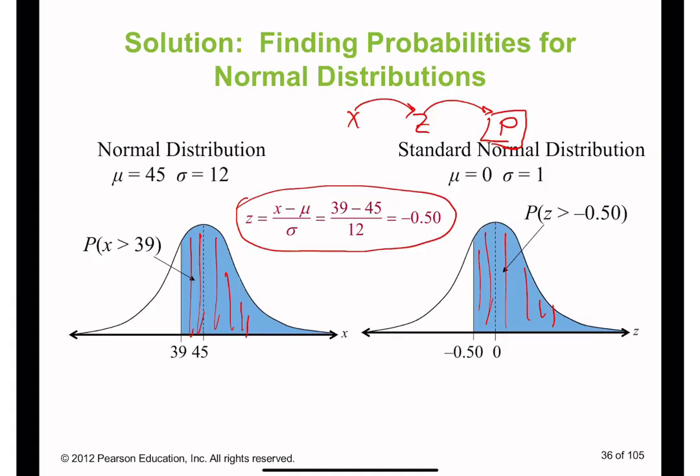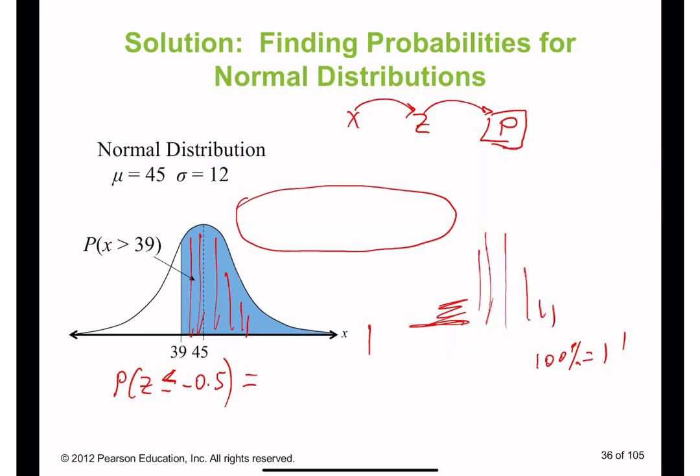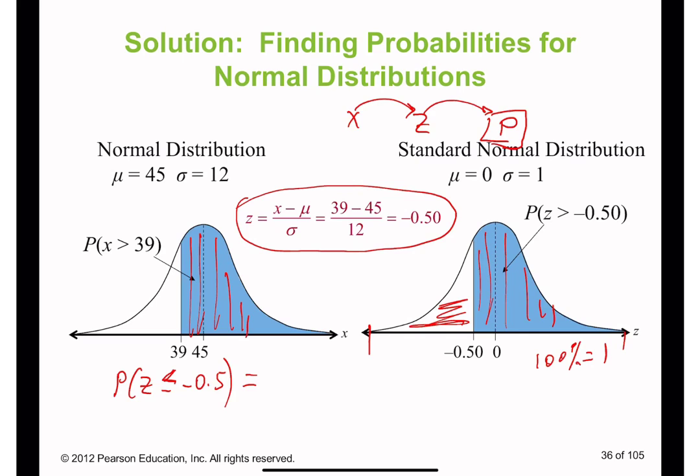How are we going to deal with this? Remember what we learned. If z-score is greater than negative 0.5, we need to find the probability for z-score less than negative 0.5, which will give you this area. So whatever probability we get, we take 100%, because all this area is 100% or 1, and subtract whatever we get here. Let's see. So what's the probability less than negative 0.5? It's 0.3085. Check in your table and find the probability.